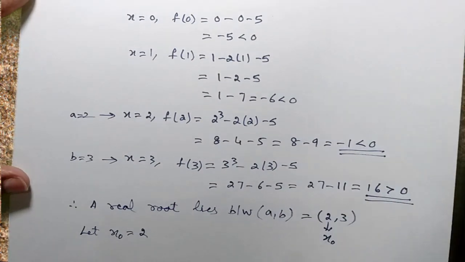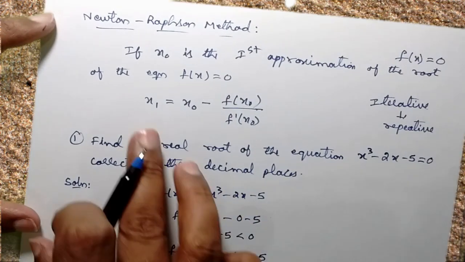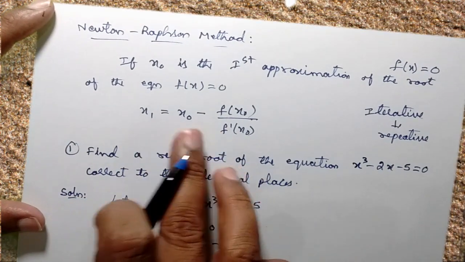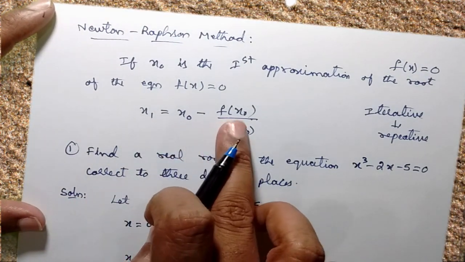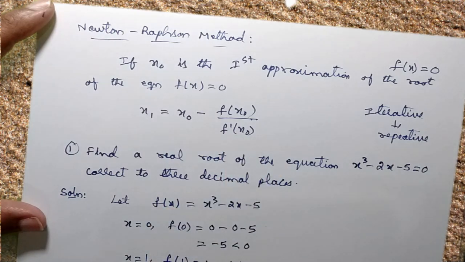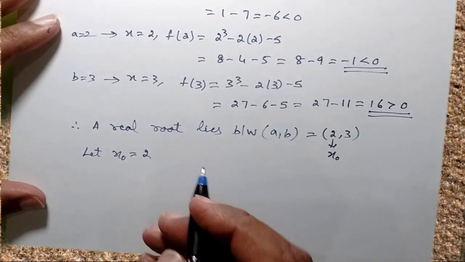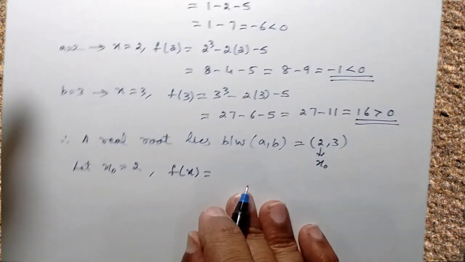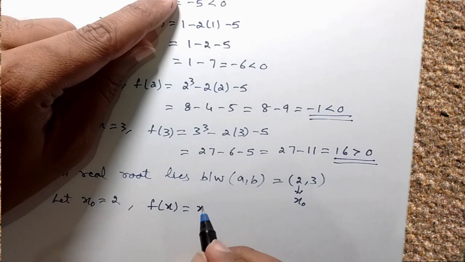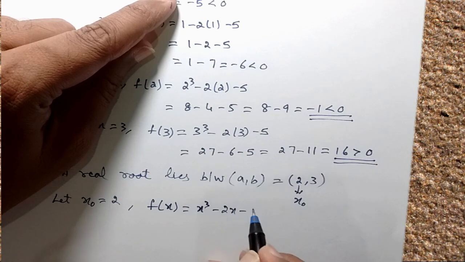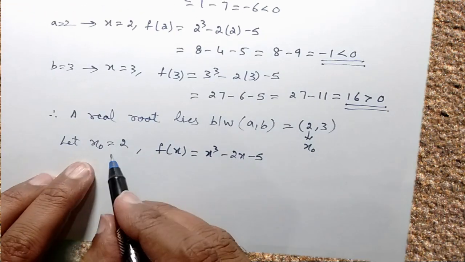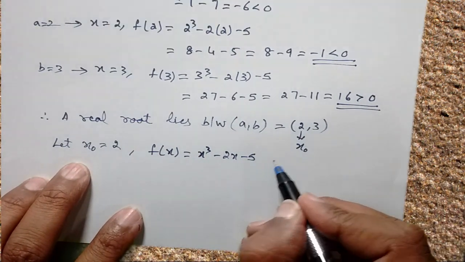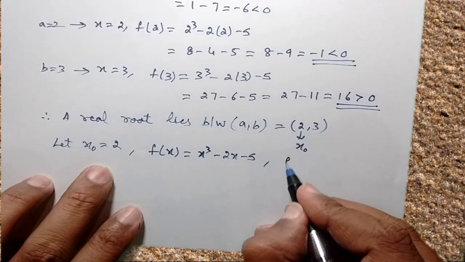You have to approximate this solution up to 3 decimal places. Therefore I'll be using the Newton-Raphson formula. x0 value is known. I need to find out f of x0 and f dash of x0. So we have the value of f of x to be x cube minus 2x minus 5. So f of x0 you want, and also you want to find out f dash.